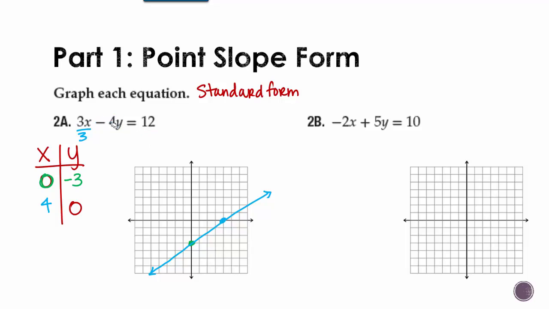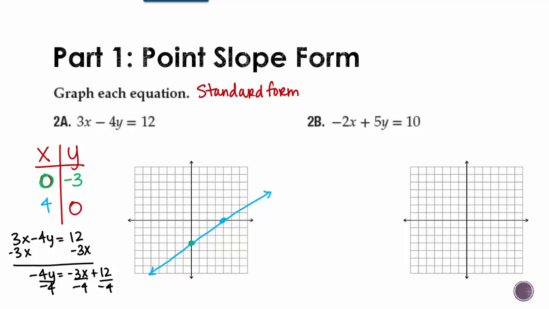But what you could also do is you could take this equation, 3x minus 4y equals 12, and manipulate it. You could put this into slope-intercept form, which means that you would want to get your x's over on this side, and you want to get y alone. So I'd have to divide everything by -4. And if you do that, you end up with y equals positive 3/4 x minus 3.